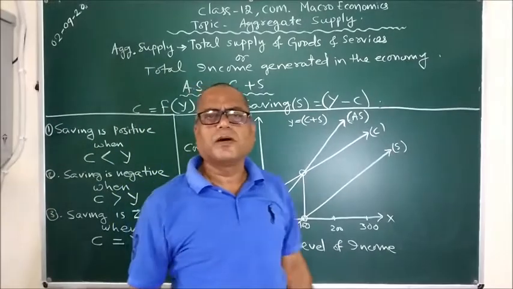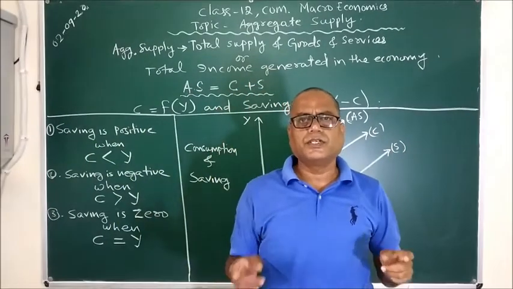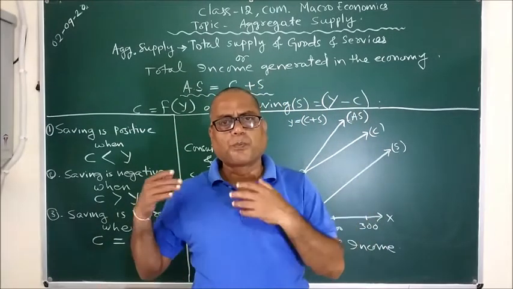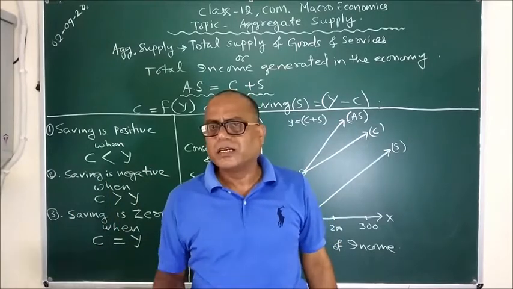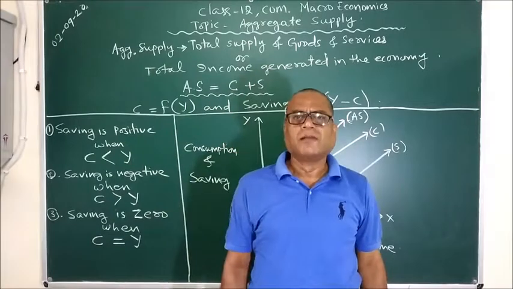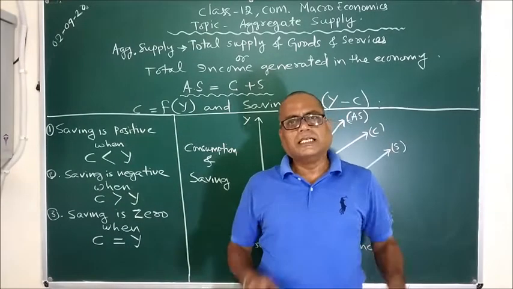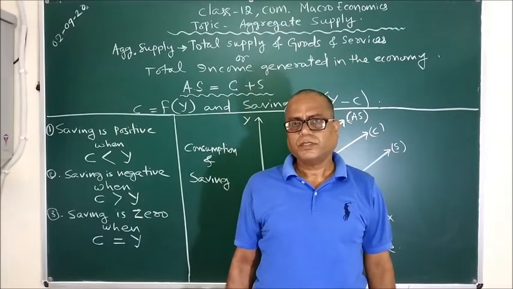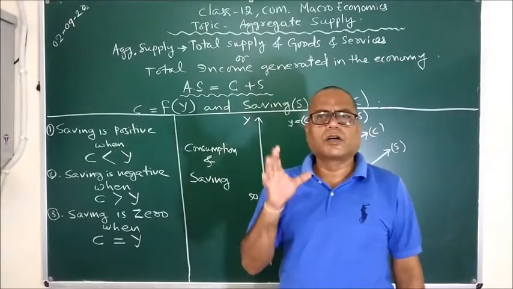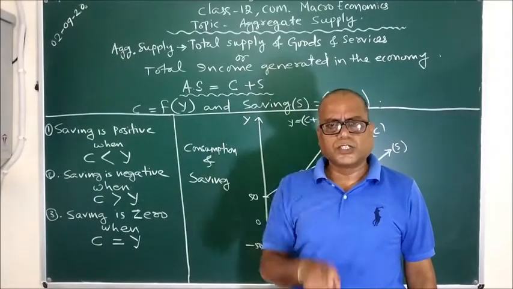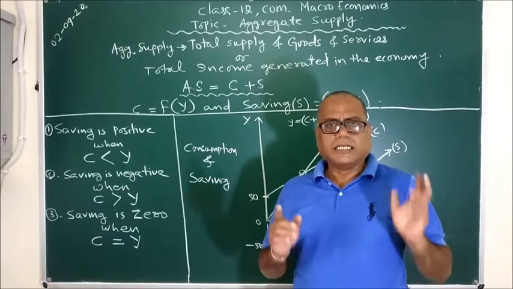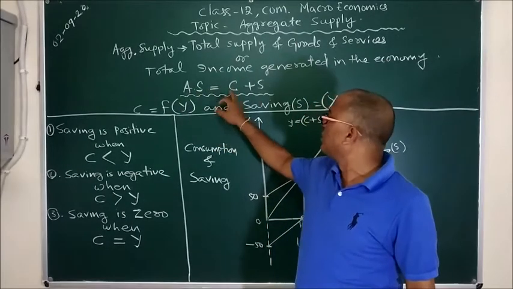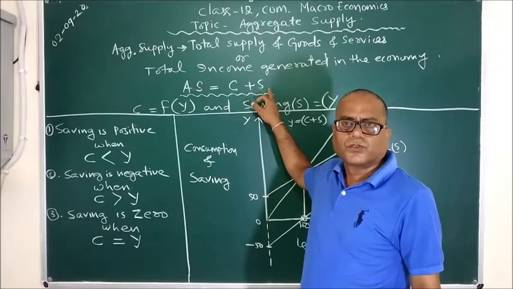After all, whatever is our income, it is used for two different purposes. Part of our income we spend to consume goods and services in order to get satisfaction, and part of our income is saved for further use or future use. That's why income is nothing but the combination or the sum of consumption and saving. Income is the sum of consumption and saving. And here we got aggregate supply is consumption and saving.